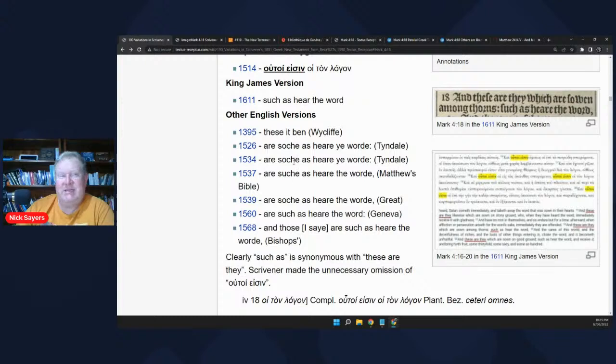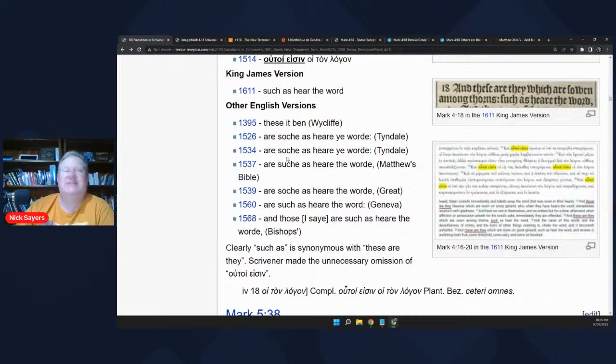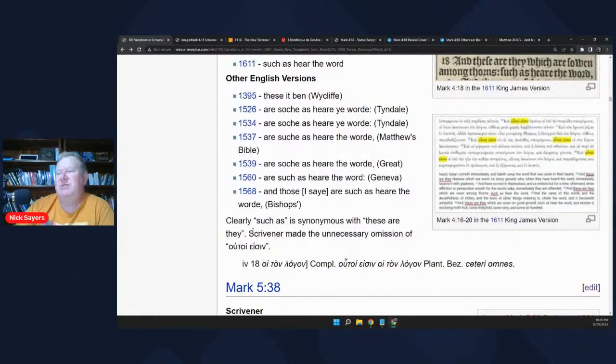And if all the other earlier TRs are pretty much the same, it's like, well, why is there a change? Why is Scrivener saying that it can't be translated like that, and he's omitting those words? 1560, "and such as hear the word". And so I'm pretty sure that's exactly the same as the King James. Yep, King James up here, "such as hear the word". And the Bishops' says, "and those, I say, are such as hear the word". So it's a little bit longer, a bit more of an amplified type of thing. So clearly, "such as" is synonymous with "these are they".